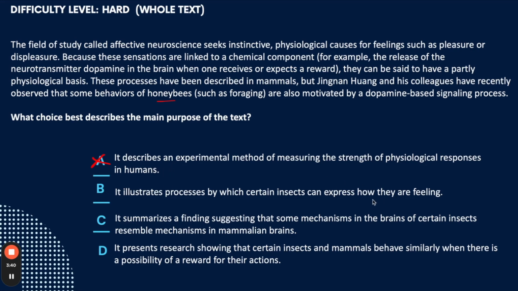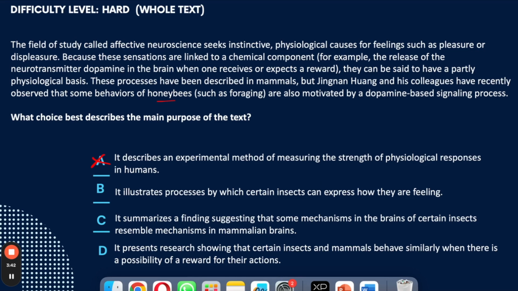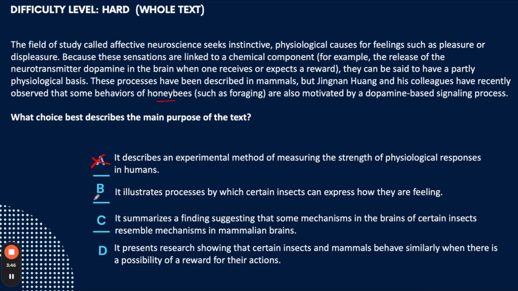Now, let's look at B. It illustrates processes by which certain insects can express how they are feeling. The text does mention the behaviors in human beings, but it does not specifically claim that insects express feelings overall. It discusses dopamine-based processes, but without referring to feelings being explicitly expressed by insects generally. So, B is out because it's a very broad option. Insects is a very broad word to pick up from the mention of honeybees.